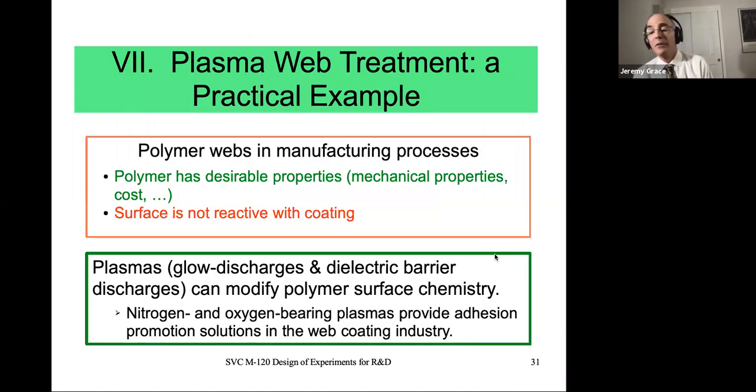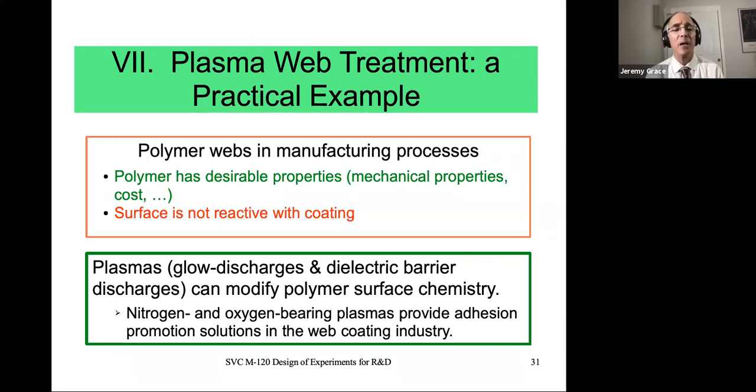So now I've given you a concocted experiment that I simulated to illustrate some points here. Now I'm going to show an example from my work at Kodak in plasma web treatment. And we'll actually see some of the issues I had to wrestle with while doing this work.